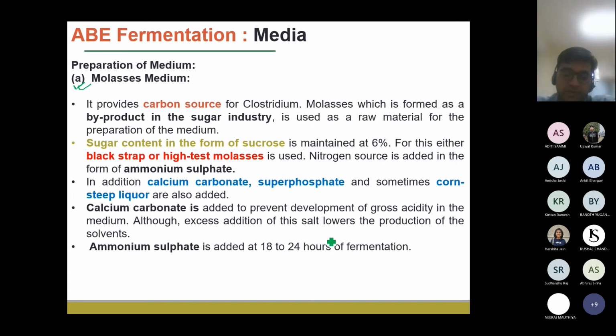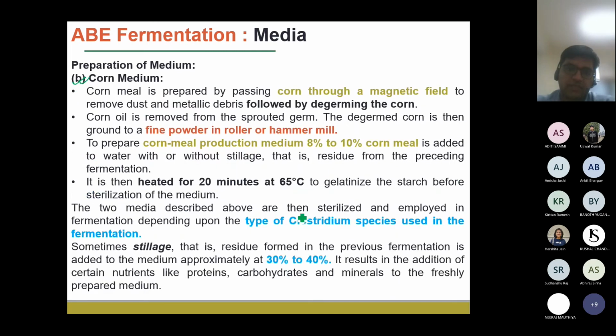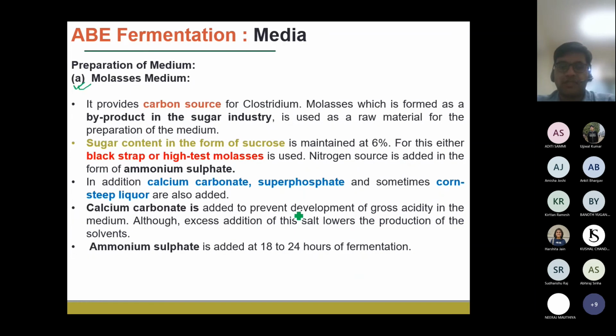Okay, so if you look into the media composition, there are two types, as I told you: the molasses and the corn medium. In the molasses, it is nothing but the byproduct of the sugar industry.